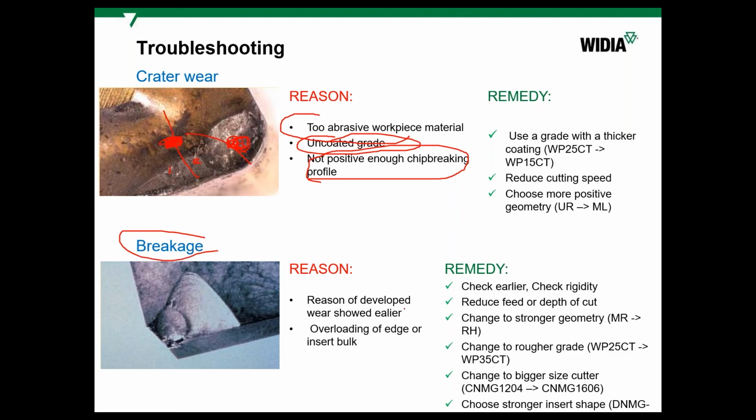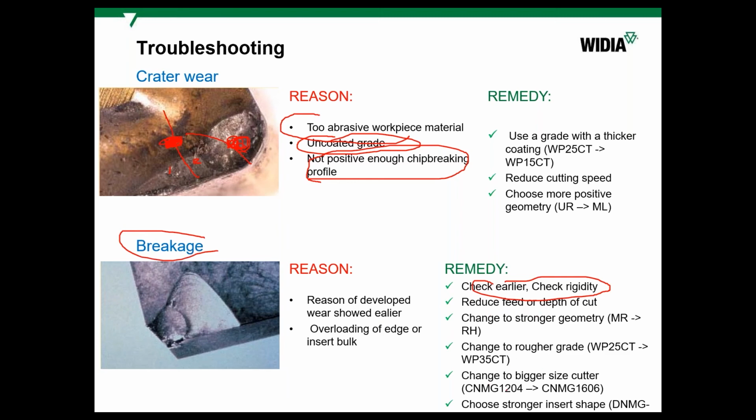Usually, it means that maybe the grade is too hard, too brittle. We need to take a softer grade or stronger geometry. Better to start with stronger geometry. We need also to check rigidity. Maybe it's because of vibrations. Also, it's possible to reduce cutting data.